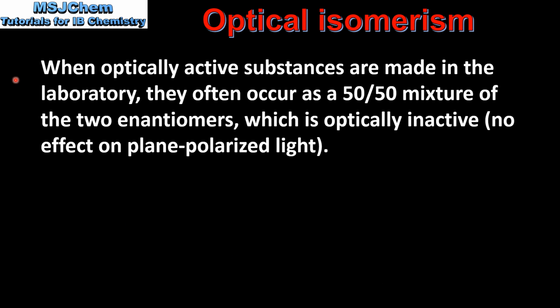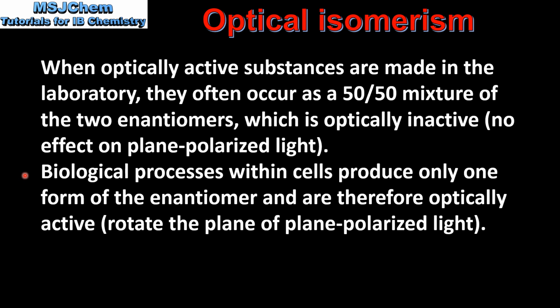And finally, we look at the difference between synthetic and naturally made chiral compounds. When optically active substances are made in the laboratory, they often occur as a 50-50 mixture of the two enantiomers, which is optically inactive. This means there's no effect on plane polarized light. Biological processes within cells produce only one form of the enantiomer and are therefore optically active, which means they rotate the plane of plane polarized light.